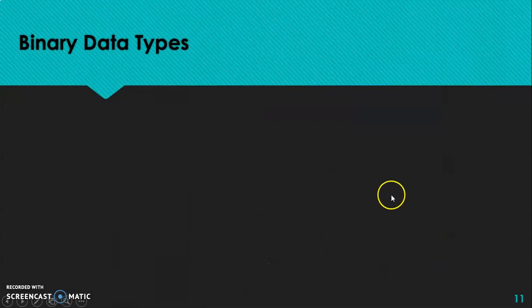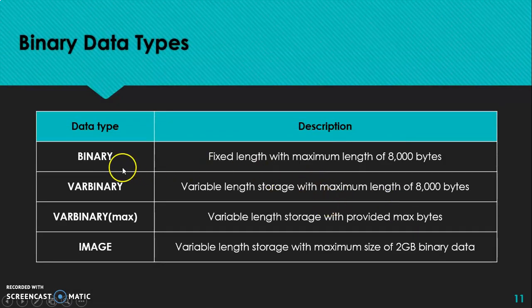Then we have a binary data type. First we have binary, fixed length with a maximum of 8000 bytes. Then we have varbinary, variable length storage with a maximum length of 8000 bytes. Then we have varbinary max, again variable length, provided by the maximum bytes. Then we have image, again variable length but with the maximum size of 2 GB binary data.